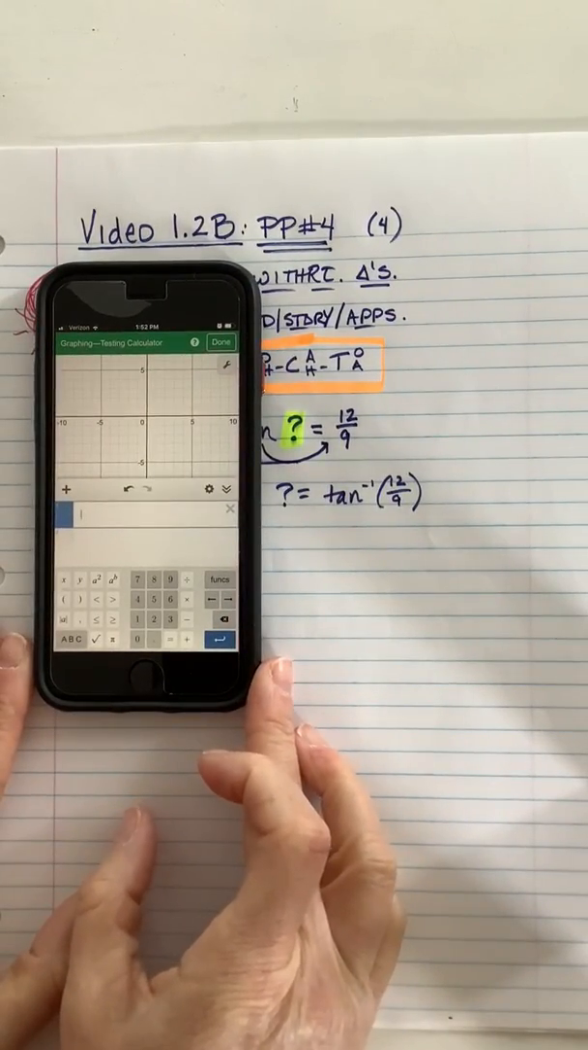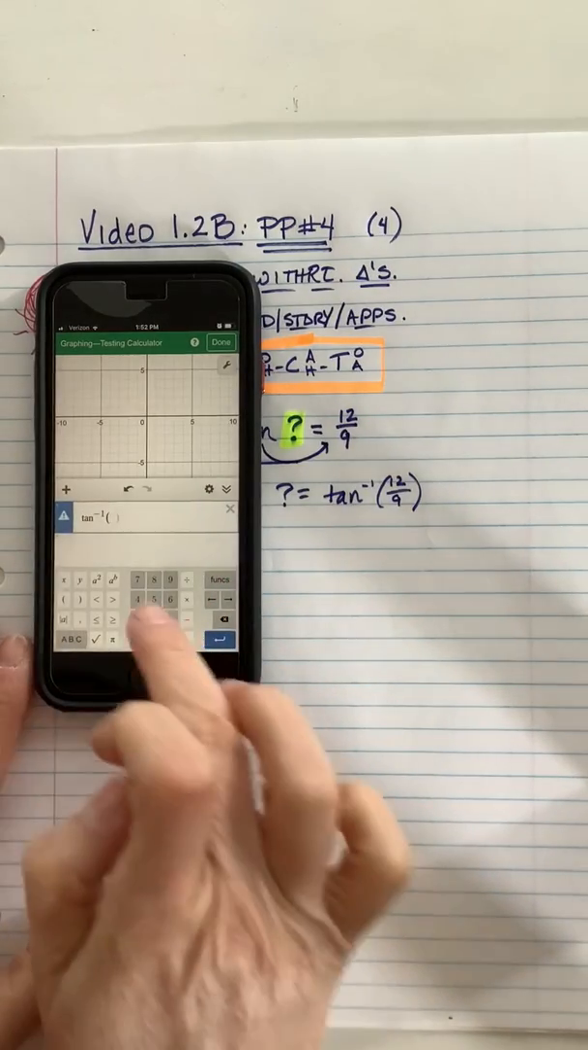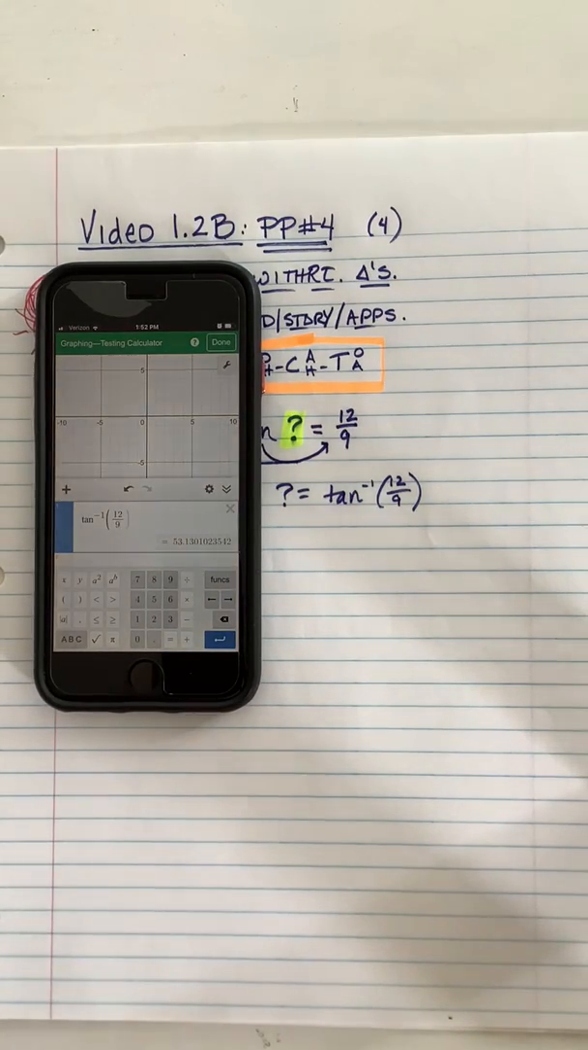Okay, so now I'm going to look at inverse tangent. So I'm going back to functions, inverse tangent. Again, these are skills we've been working on, but just in a more applied method. So I'm looking for an angle measurement of about 53 degrees, which makes sense to me. That looks like a good angle measurement.